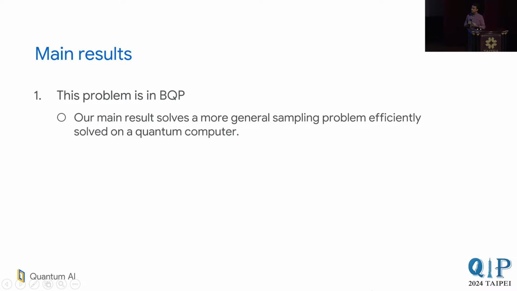And what are our results? What we show is that this problem is in BQP, which means there's an efficient polynomial time quantum algorithm for solving this problem. As I said, we actually solve a more general problem. It's a sampling task, but I won't describe it in any detail.